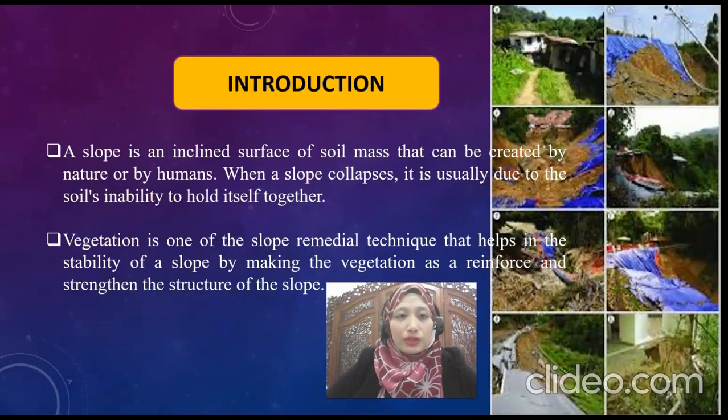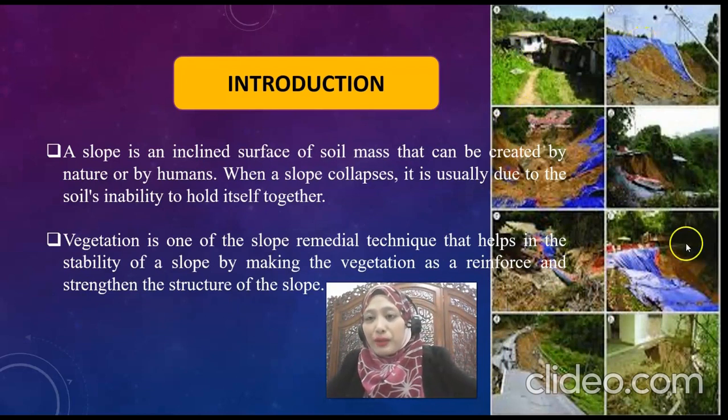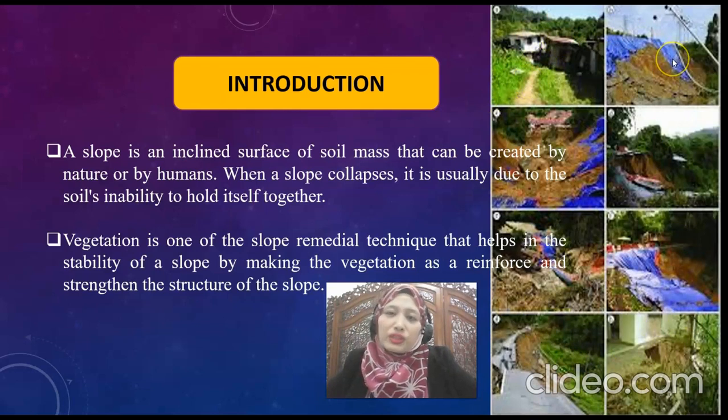Under the introduction, a slope is an inclined surface of soil that can be created by nature or by human, whereas slope collapse is usually due to soil instability. So if you look from the figure here, slope failure is happening all over the place. It is due to the soil having less shear strength and less bearing capacity, where it cannot bear the extended load anymore.